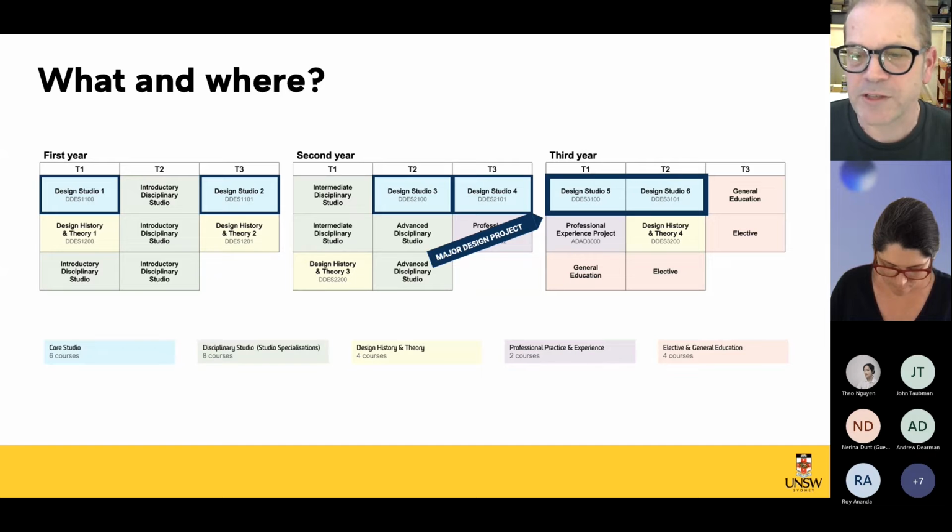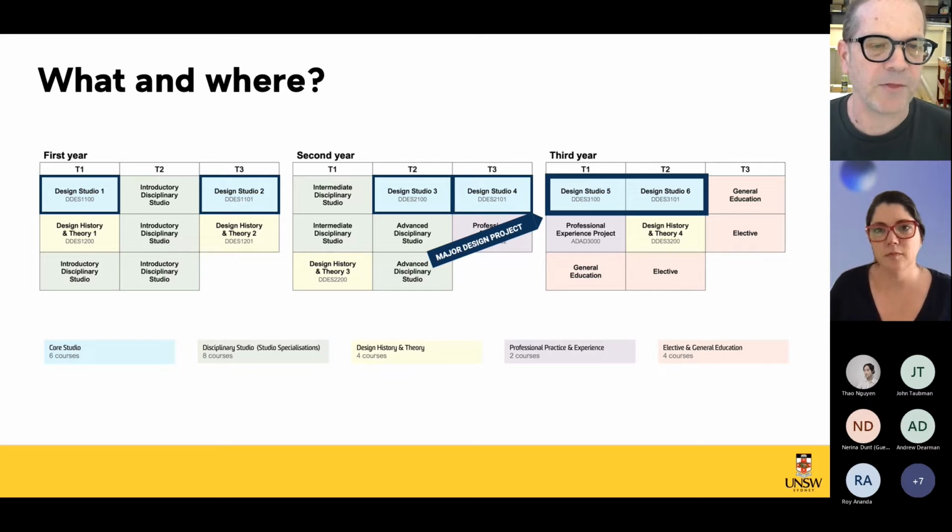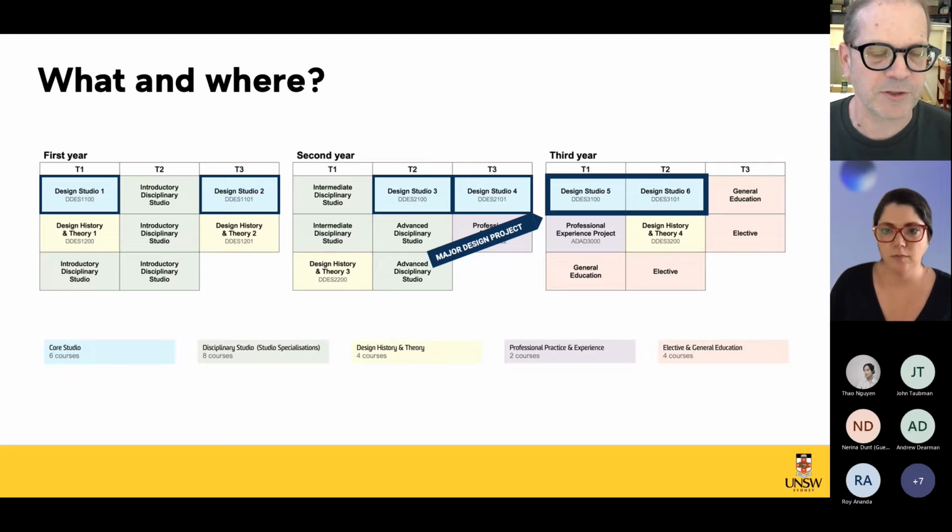Along with a strong focus on contextual studies to support these specialisations, the degree is structured around a core stream of 6 design studios, which you can see in blue on the top line of this schema, and the studios that we're talking about today in the 3rd year, studios 5 and 6, which combine to give the students the opportunity to produce a major project.